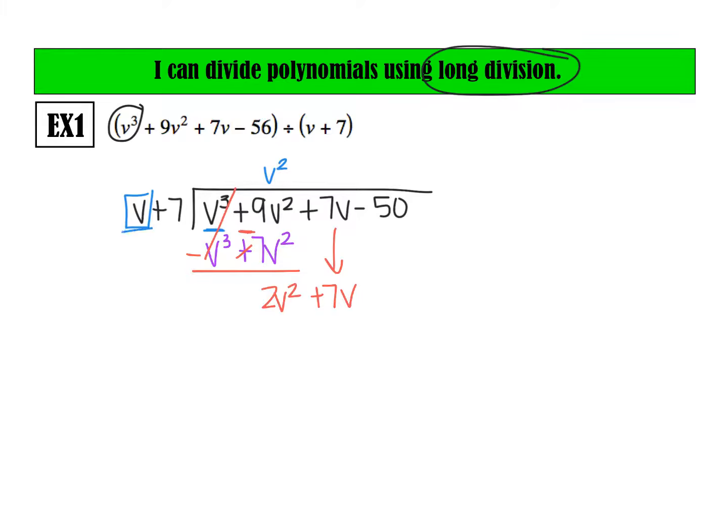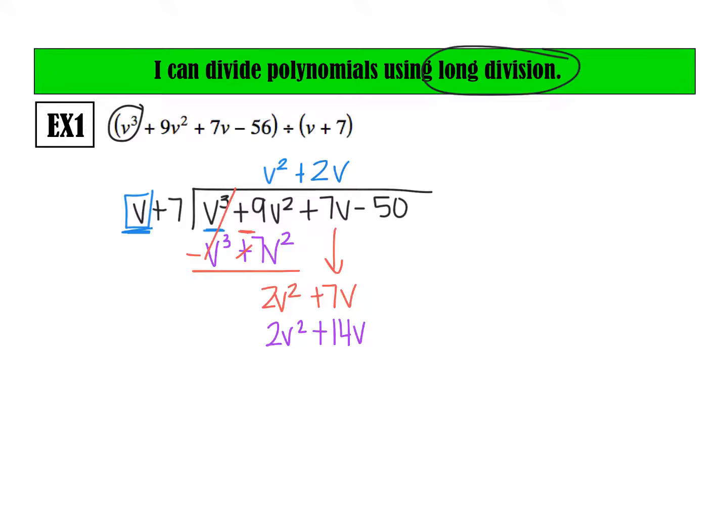How can I make v look like 2v squared? So I'm going to multiply it by 2v, because 2 times 1 is 2, and v times v is v squared. So now I'm going to distribute. I'm going to do 2v times v and 2v times 7. So 2v times v is 2v squared, which is what we wanted, and 2v times 7 is a positive 14v.